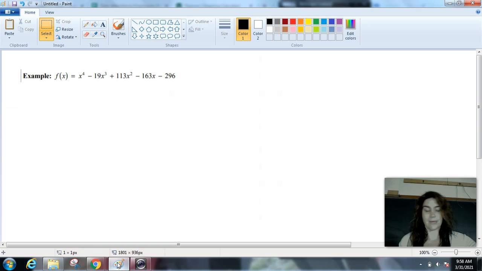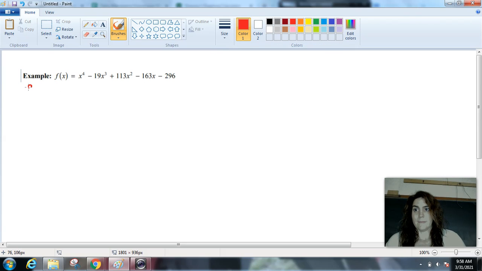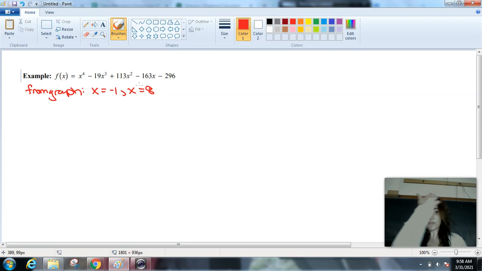Okay, so let me go back here. I'm going to make note of that. So from the graph, I had x equals -1 and x equals 8. The next thing I have to do is use synthetic division so I can come up with the factors for this and the solutions to it, because I need those 2 things. So I'm going to start with synthetic division using -1.